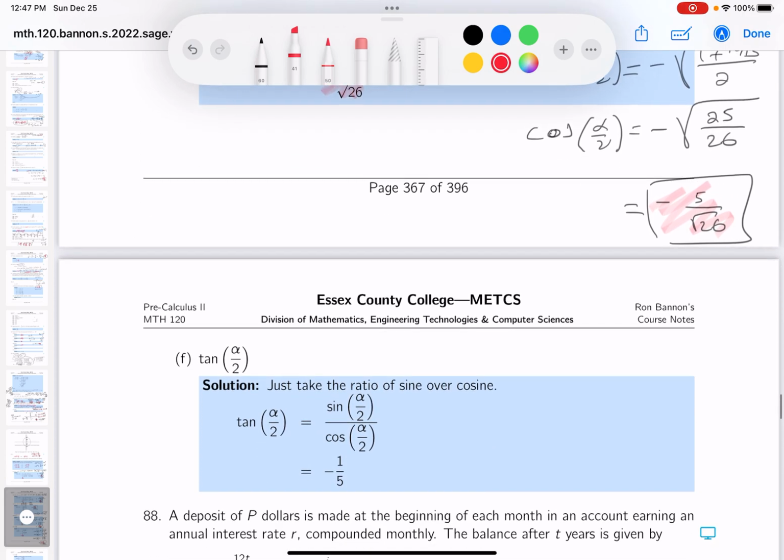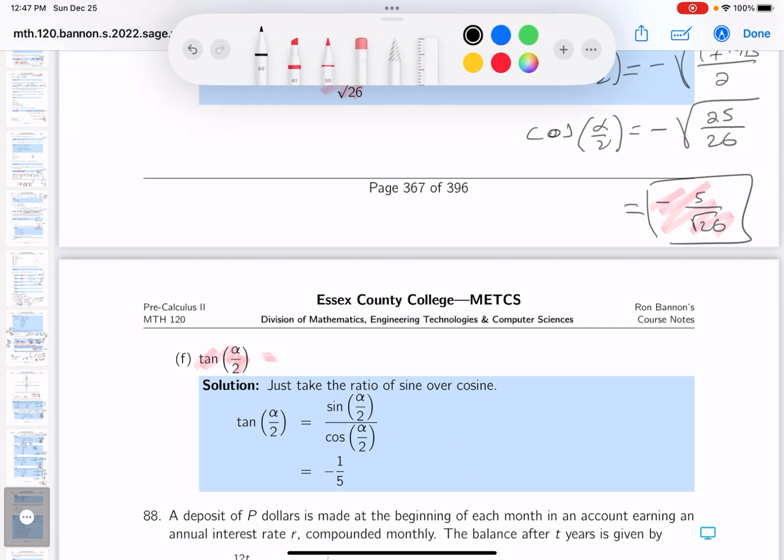Let's see if there's another question, and there is. They asked for this one over here. All right? How do I do that? Tangent. Let me get my eraser out. It's going to be the sine of alpha over 2 divided by the cosine of alpha over 2. We just did both of those, and let's write it down.